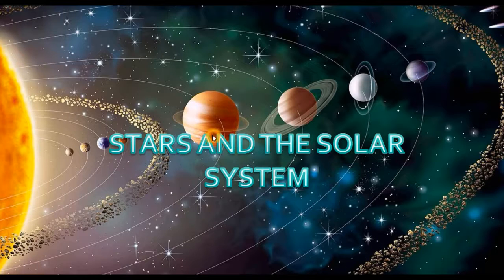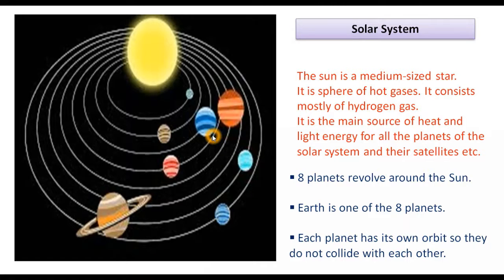Students, let's continue our chapter, Stars and the Solar System. So solar actually means the sun. So the solar system is the Sun and its family of objects which revolve around it.